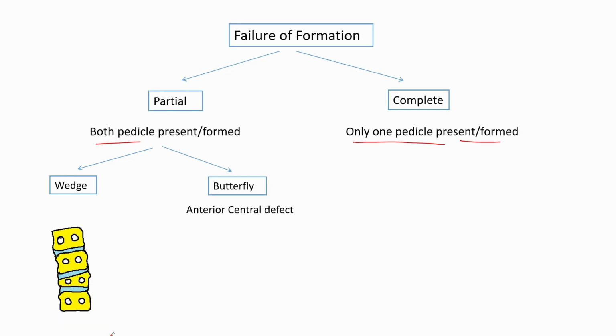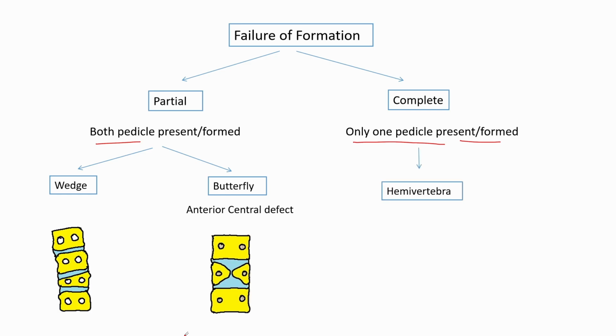Or it can be a butterfly vertebra in which there is an anterior central defect of formation. In complete, we have hemivertebra in which only one pedicle is present or formed.